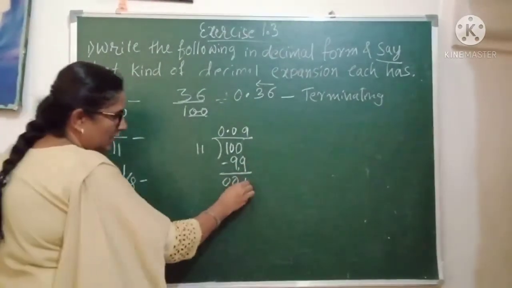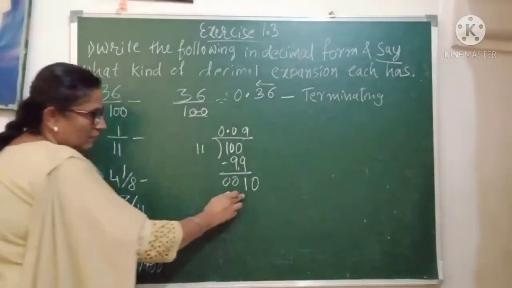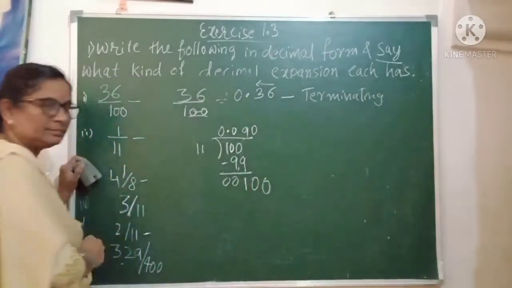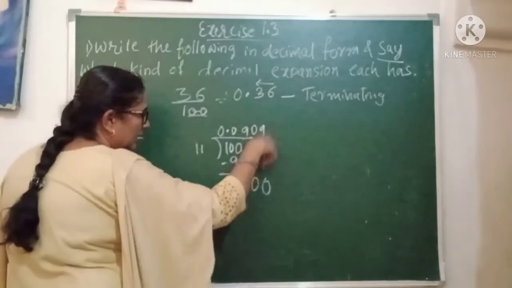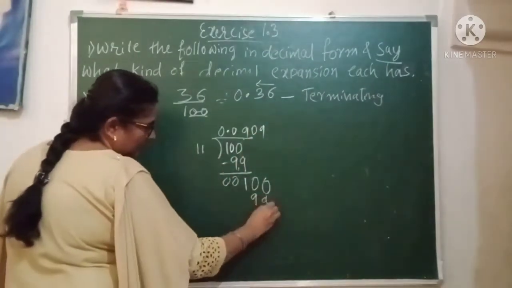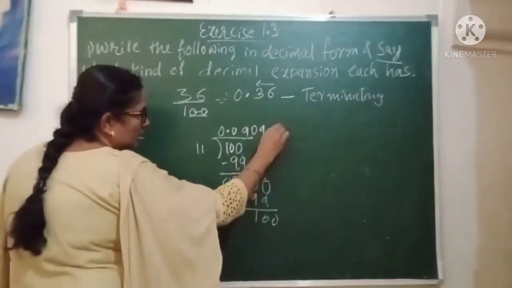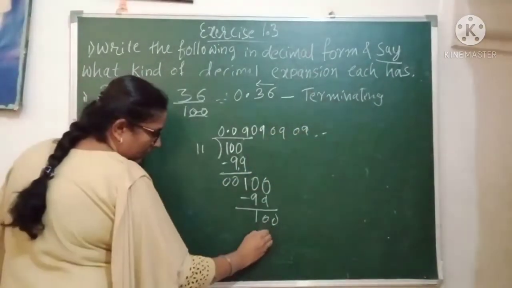Once again 1 remains. So what will I do? According to our method, we will take 0. If I take 0, it is still smaller, so I will give one more 0. Once again I am getting 99. See the division and the pattern. The same thing you are going to get here: 0 9 0 9. And the remainder will not become 0.